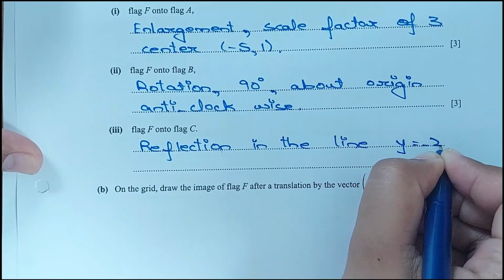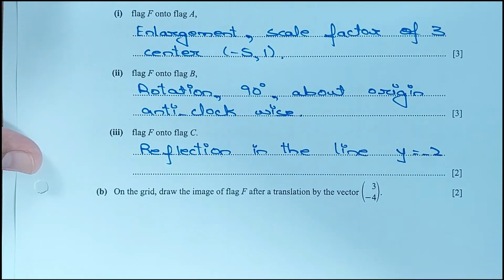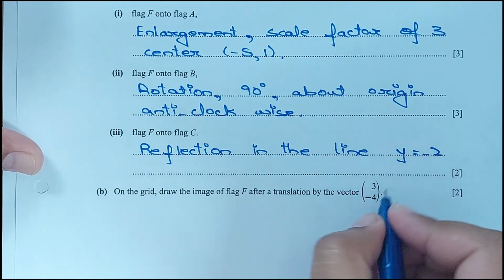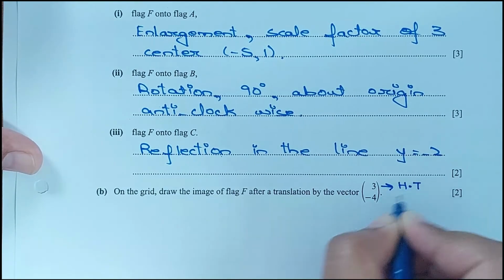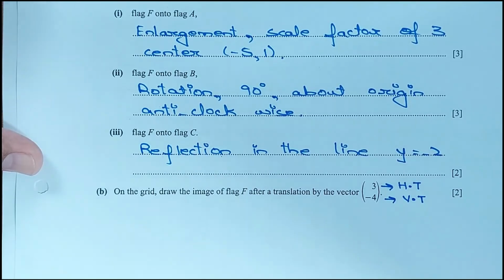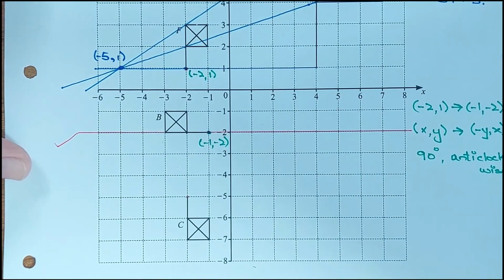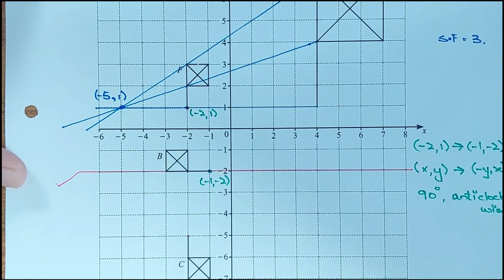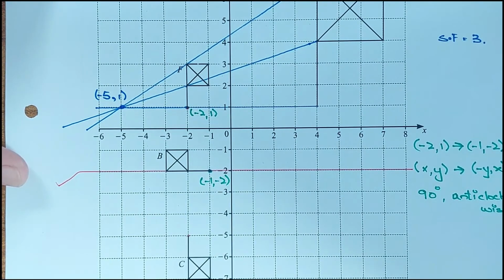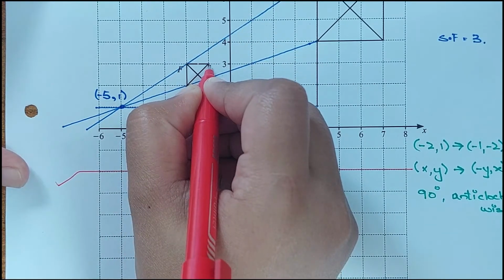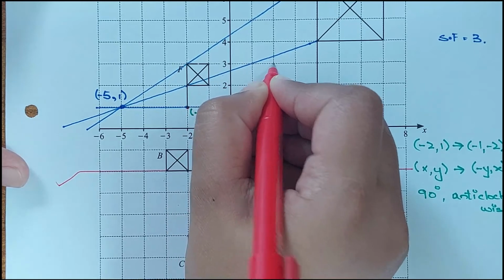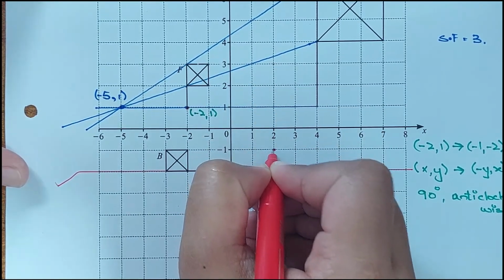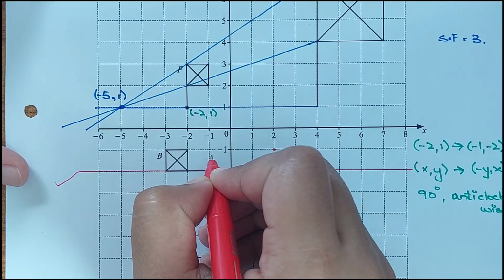y equals -2. Now for part B, on the grid, draw the image of flag F after a translation by the vector (3, -4). So 3 is the horizontal translation and -4 is the vertical translation, right? Image of F, right? So we have to shift each point horizontally 3 units to the right and 4 units down. Okay, so if I change this 3 units to the right, 1 2 3, and 4 down, 1 2 3 4, so it's (2, -1), right?